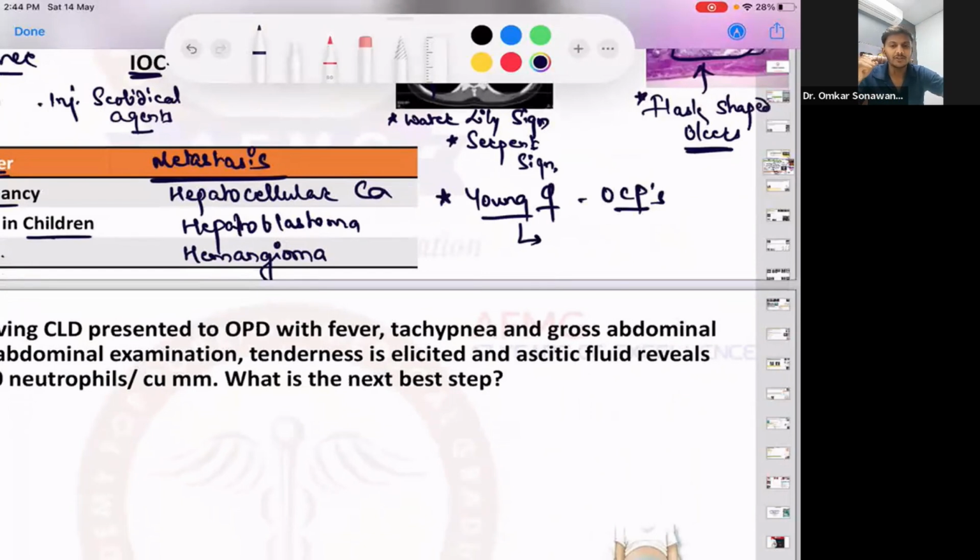So, a young female with OCP intake is at an increased risk of hepatic adenoma. Please remember, OCP intake can also cause FNH, that is focal nodular hyperplasia. But the more common one would be hepatic adenoma, which is commonly associated with OCP intake.